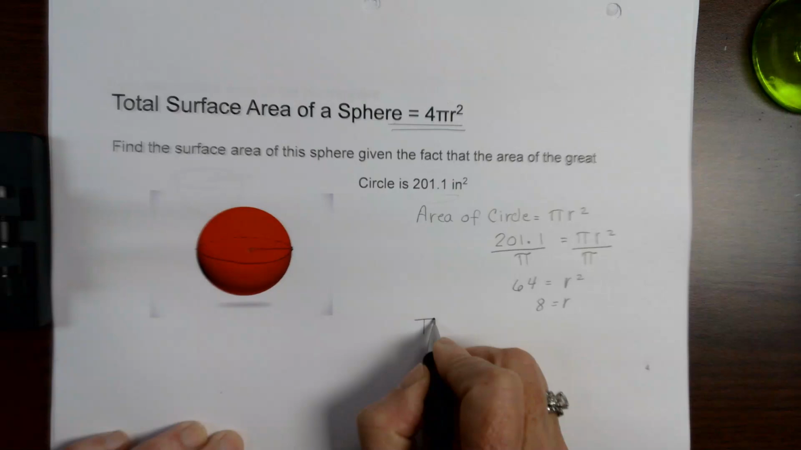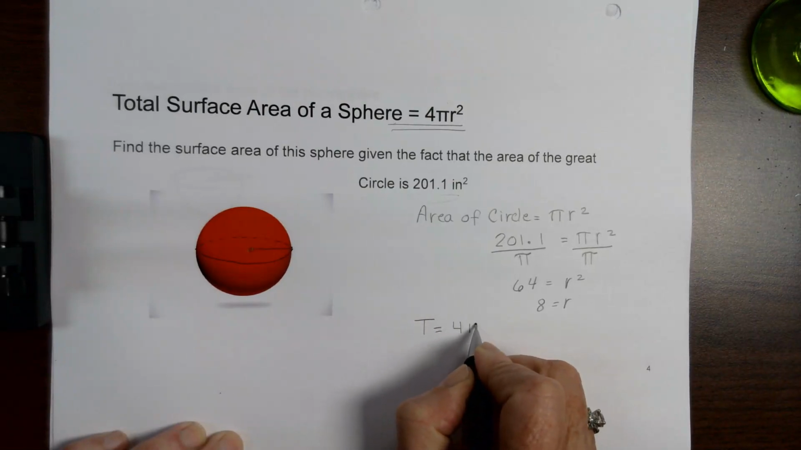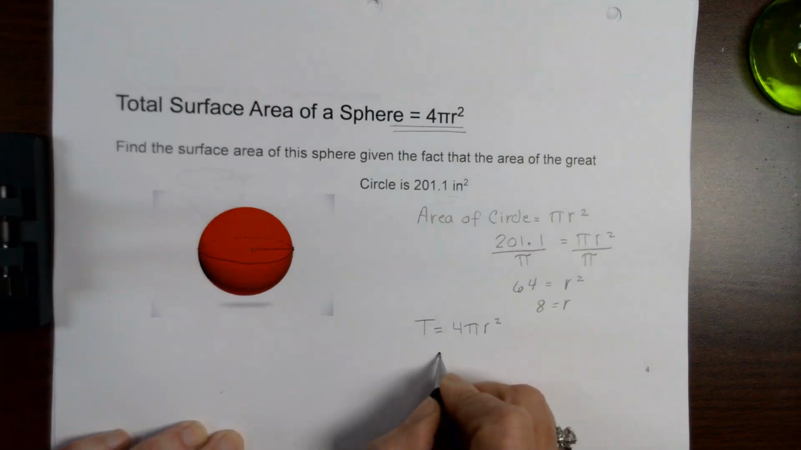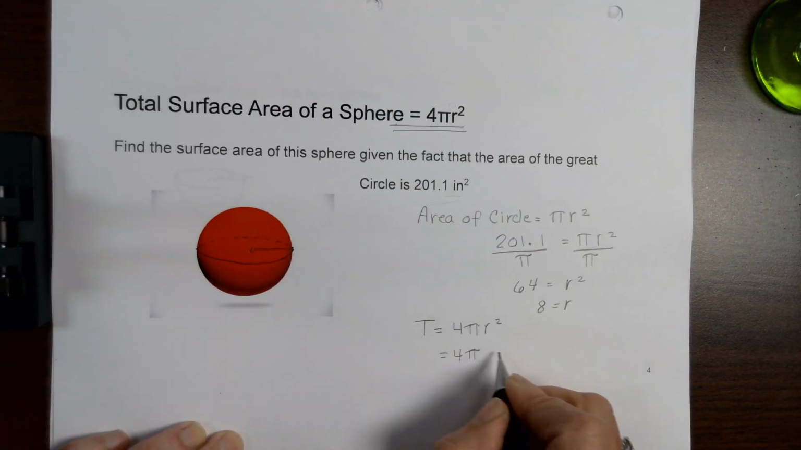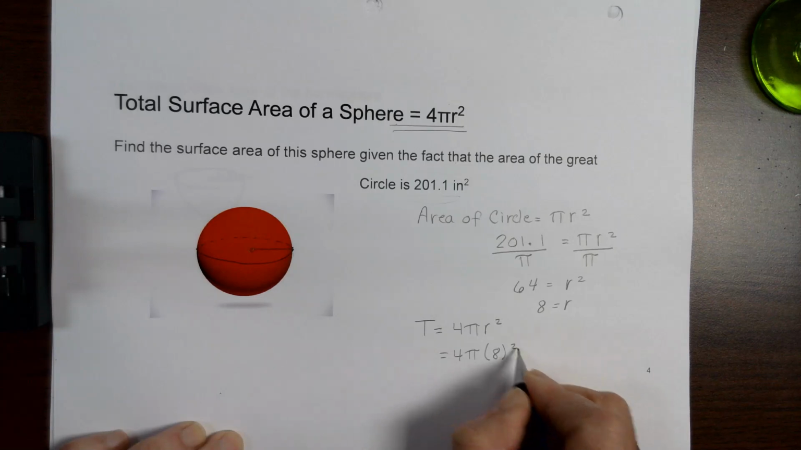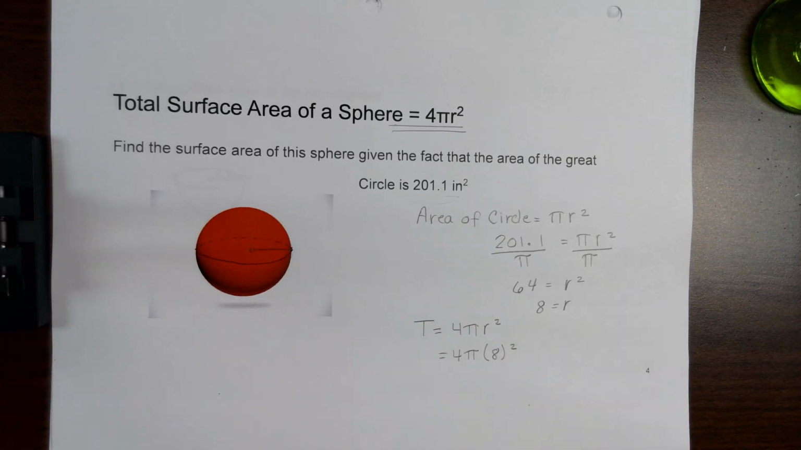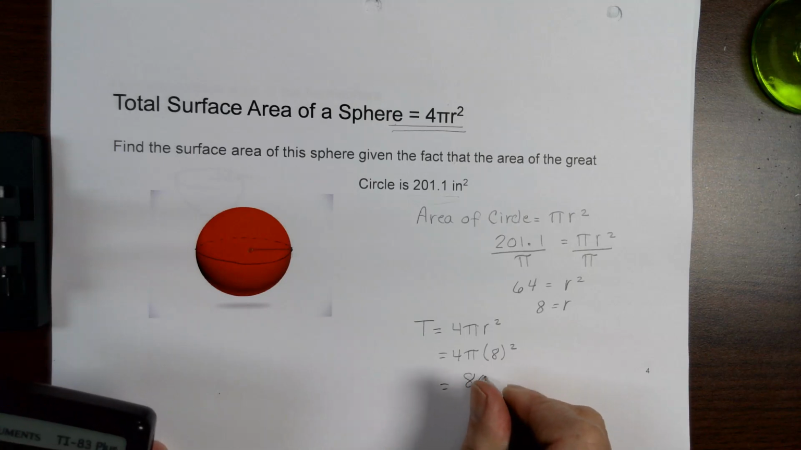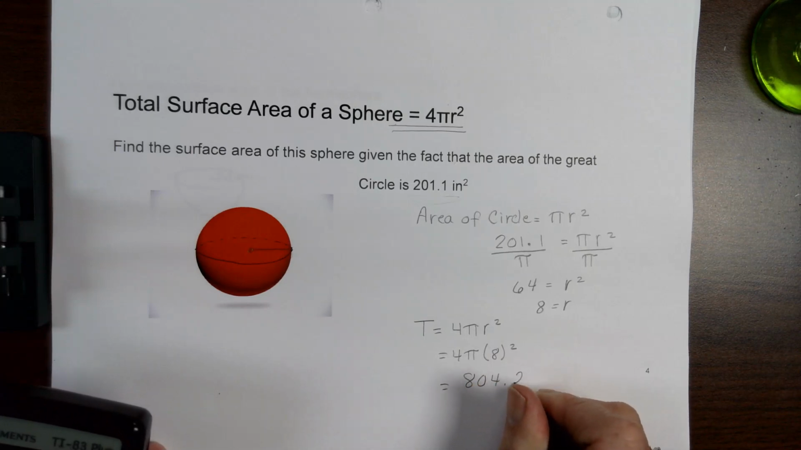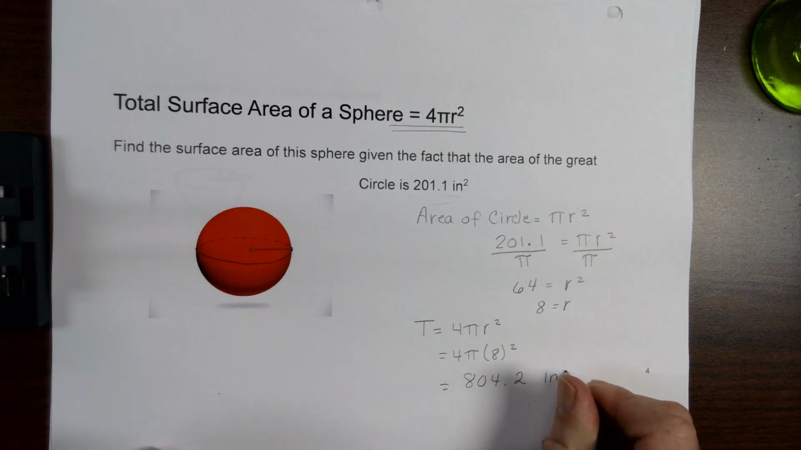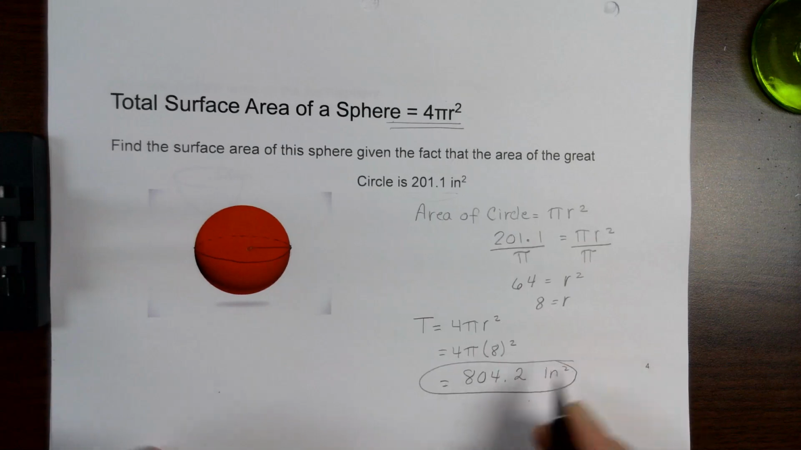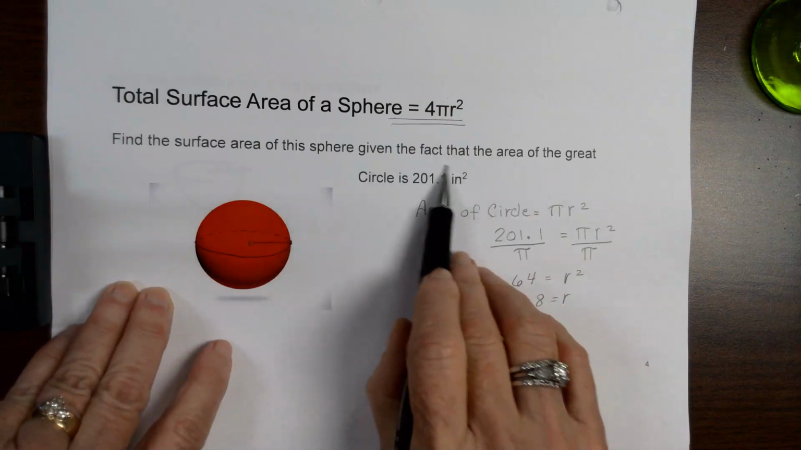So the total surface area of the sphere is 4 pi r squared. So 4 times pi times 8 squared. So that's 64 times 4 times pi, which is going to give me approximately 804.2 inches squared. So that would be the surface area of that sphere given this information about the great circle.